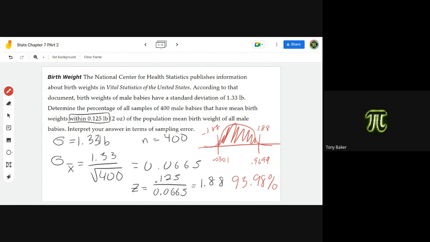Now, I picked 8 pounds off the top of my head. I do not know the average weight of a baby. But that's the point of it. So even if I don't know the mean, we're starting to get to a point where if I take a random sample, we can get pretty close to what that actual value is going to be.